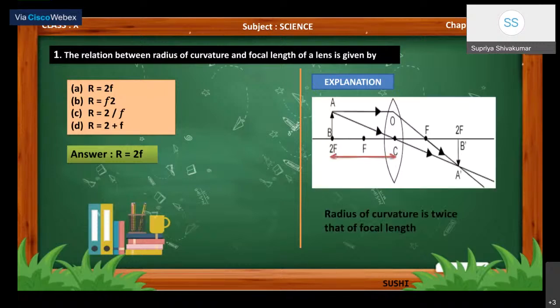So you can see here, R is equal to 2F. It is the distance between the optic center O and 2F, don't get confused. When we say 2F, it is the distance between the optic center and the principal focus, doubled.